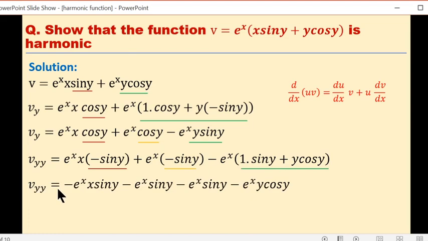Vy will be equal to e raised to x into minus sin y, that is minus e raised to x into x sin y, plus e raised to x into minus sin y is minus e raised to x sin y, minus e raised to x into 1 into sin y is minus e raised to x sin y, minus e raised to x into plus y cos y will be minus e raised to x into y cos y.